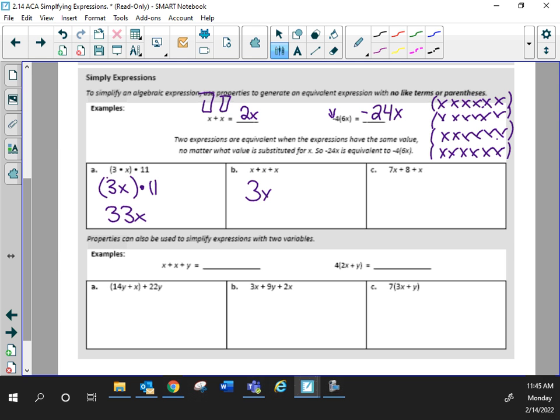Okay, and then C, we have to be careful. What are my like terms in C? Very good. And I'm going to do that thing where I circle it with the sign in front of it. So that 7 is positive, the 8 is, and the x is. I'm going to combine my like terms. 7x and x would give me 8x. Can I combine that 8 with it? No, because it's unlike. It doesn't have an x. One has an x, one does not. Popcorn and soda, can't do it.